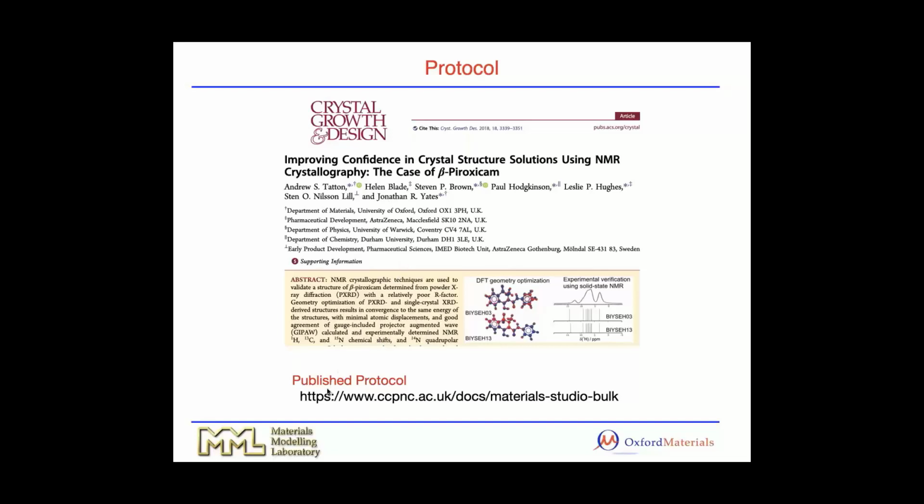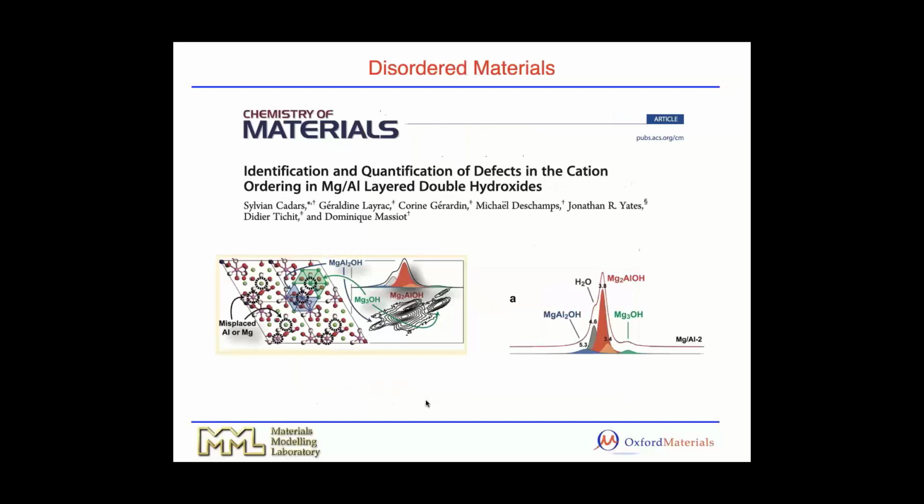Working with AstraZeneca, we came up with a protocol for how they, for example, run CASTEP NMR calculations, the settings they use, and why they've chosen them. That's a public protocol, so you can download that from the CCP-NC website. This is a UK institution, and more on that a little bit later. Okay, so that's a little bit on organic materials.